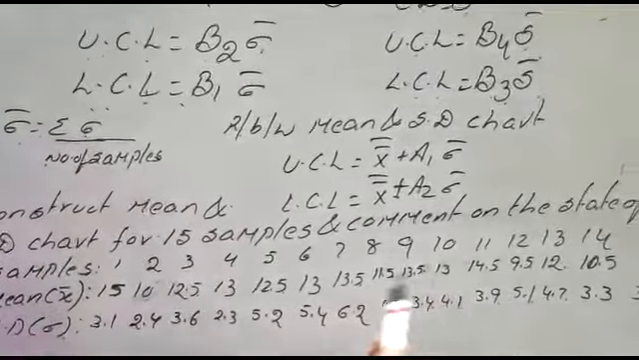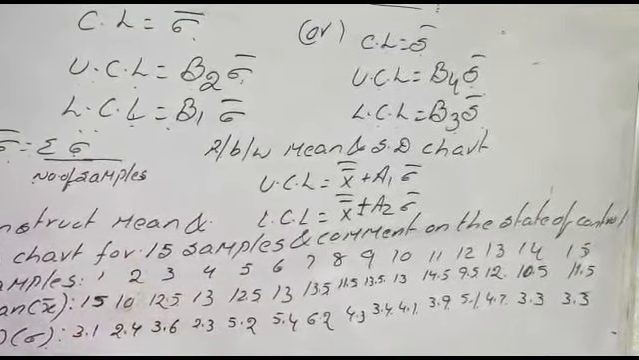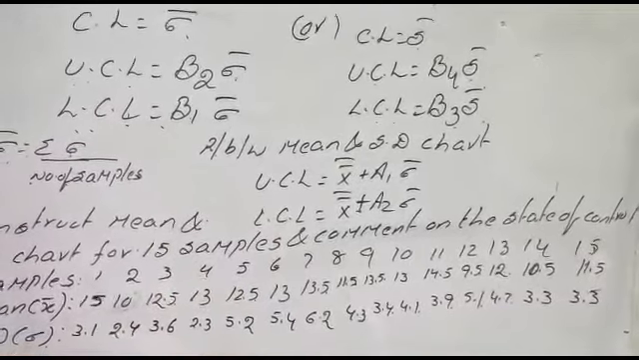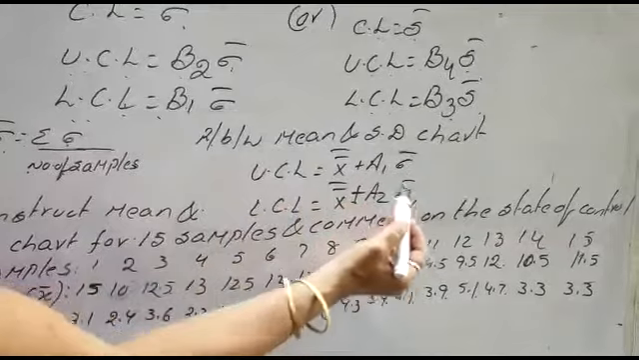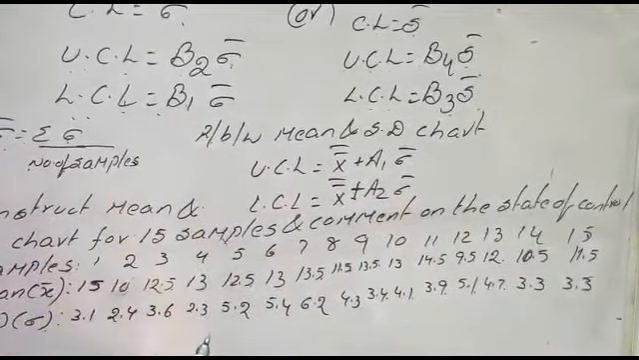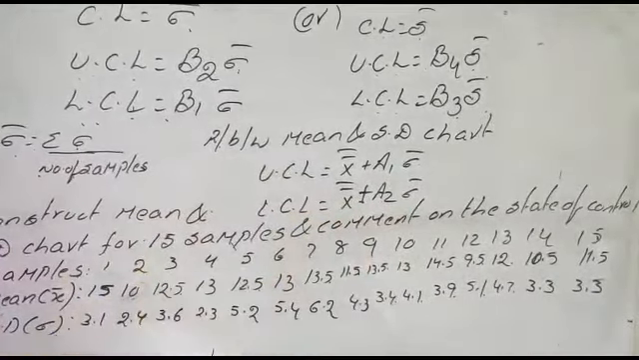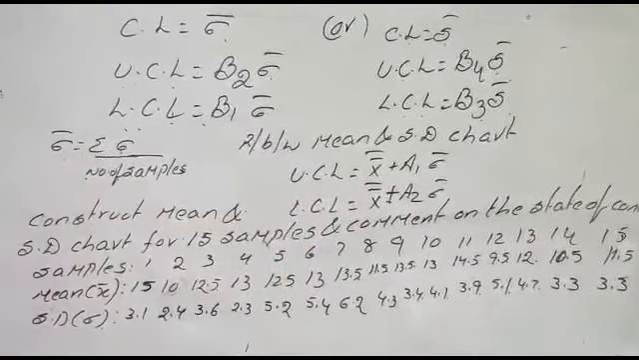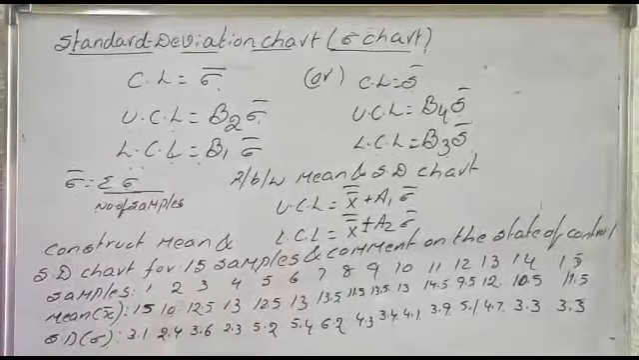Here the number of samples given is 15. More than 12 means it comes under the standard deviation chart. Now when you are comparing the relation between mean and standard deviation chart, for constructing the mean chart you apply A1 sigma bar for the control limits. Whereas in the range chart, we apply A2 R bar. You can understand the difference between the mean and range chart and the mean and standard deviation chart. Now I am giving an example through the mean and standard deviation chart.